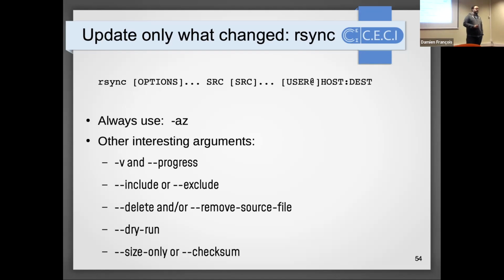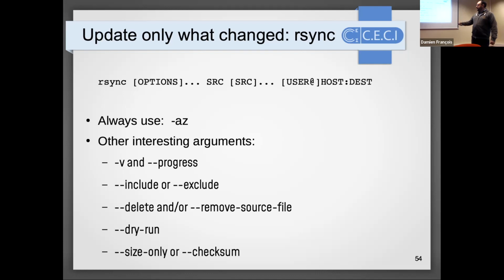--progress gives you additionally the progress for single files. --include or --exclude allow you to exclude files from the synchronization or to only choose a specific type of file. When you want to move data, you need to use --delete or --remove-source-files. They both indicate that you should remove files. The --delete will remove files from the destination that are not in the source, and --remove-source-files will remove the source file when it's then moved to the destination.